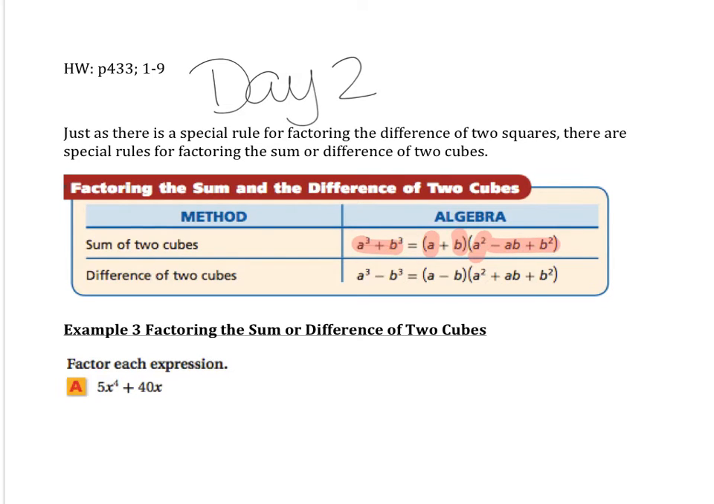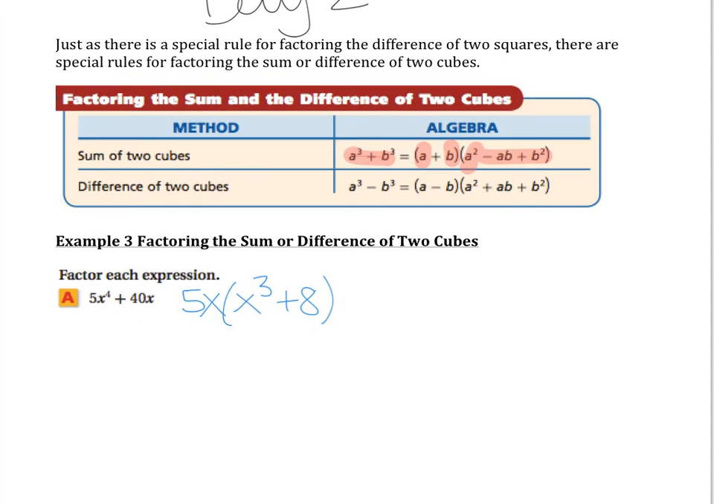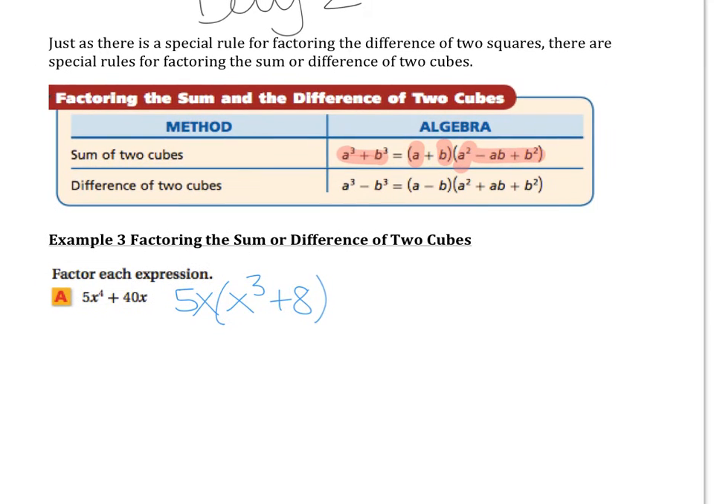So looking at the first one, we have a GCF first, and that's a sum of two cubes. My A from the formula up there is x. My B is the cube root of 8, which equals 2.